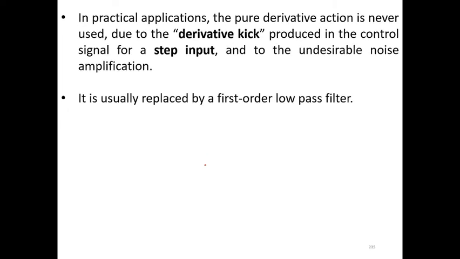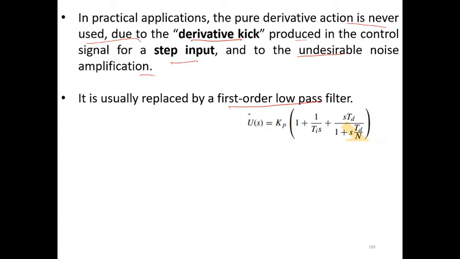Now come to the next part: in practical application the pure derivative action is never used. I already told why, due to the derivative kick. Why will the derivative kick come into the picture? It is due to the step response. The derivative d by dt of a step response gives an impulse, and that is the undesirable noise amplification. So generally we use the derivative controller with the help of a first order low pass filter, as I have already told.